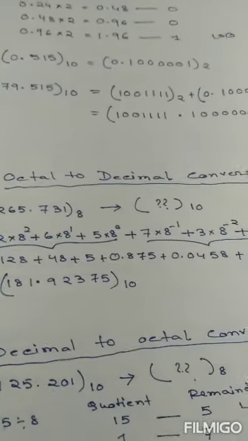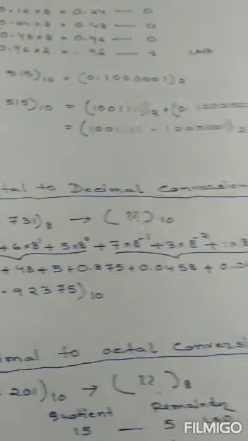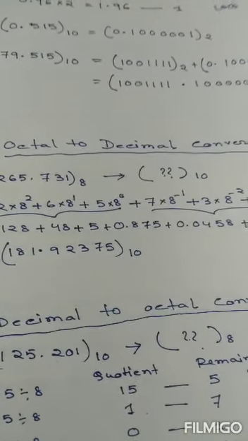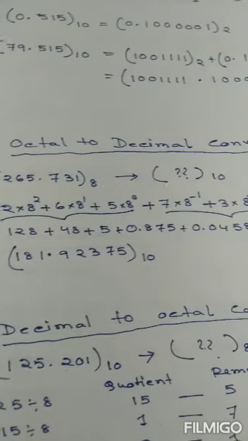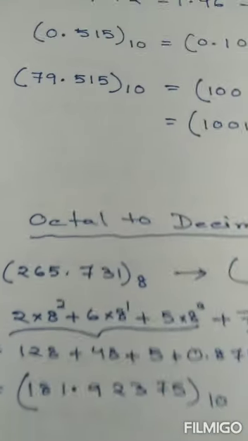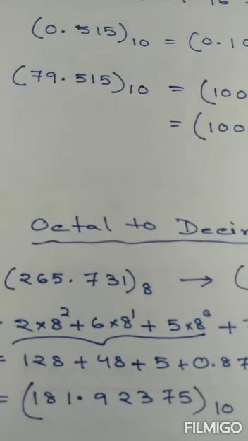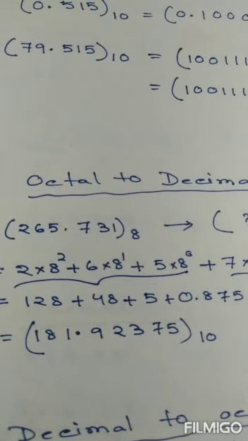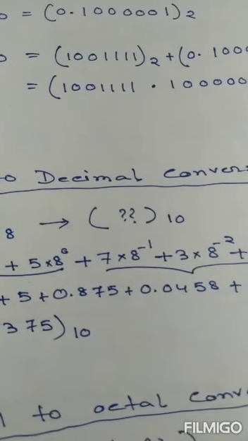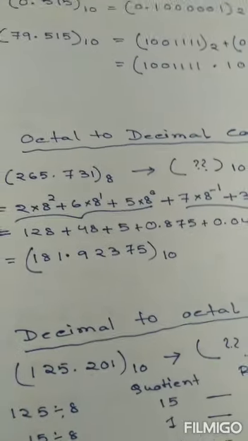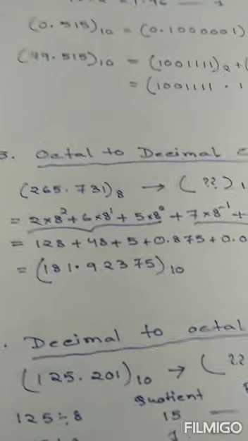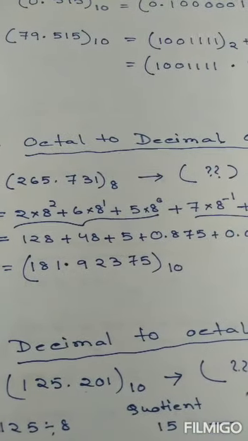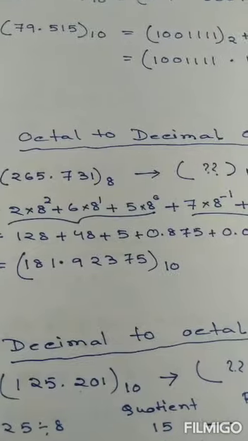Now come to the next part, that is octal to decimal conversion. This is similar to the previous one. Suppose we consider the number 265.731 base 8. So we can say that this is an octal number, and we'll convert this number to a decimal number. Similarly, first multiply each bit with its weightage value and then add the values.